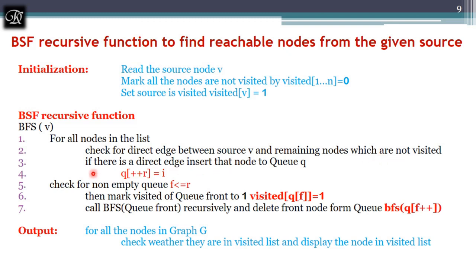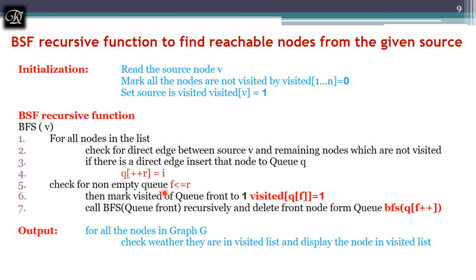Then, if there is a direct edge, insert that node into the queue. I said BFS is an application of queue. So all the nodes that have a direct edge and are not visited, I will insert into the queue. And you know how to insert. Whenever you are inserting an element into a normal queue, the insertion takes place at the rear end, and rear should be incremented. Initially rear is -1 here, so rear is pre-incremented and all the nodes are inserted in the loop.